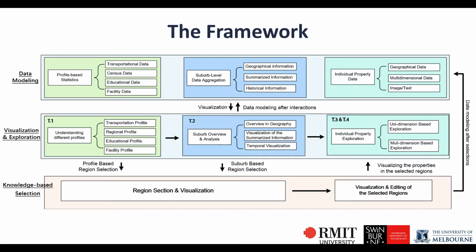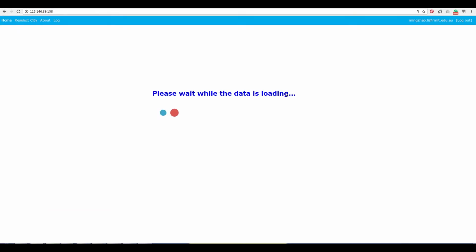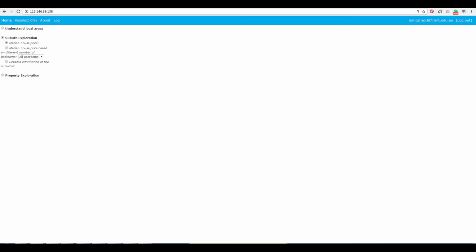Users with different backgrounds of the local real estate market and different requirements can use different combinations of the 4 tasks to find their preferred properties. We have designed 3 levels of visualization to answer the 4 basic domain tasks.